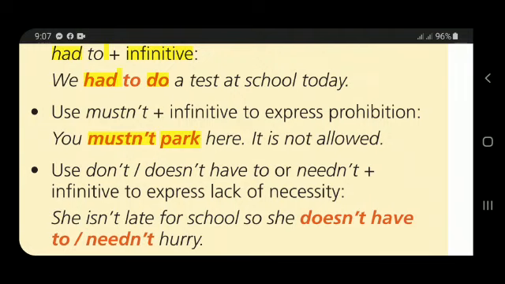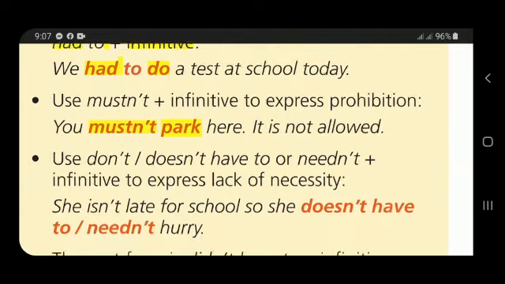And we see it on the signs in streets. You can see a sign which has written on it, you mustn't park here, or you mustn't smoke in hospitals, or you mustn't walk on the grass in the park or in the garden, etc. Okay?